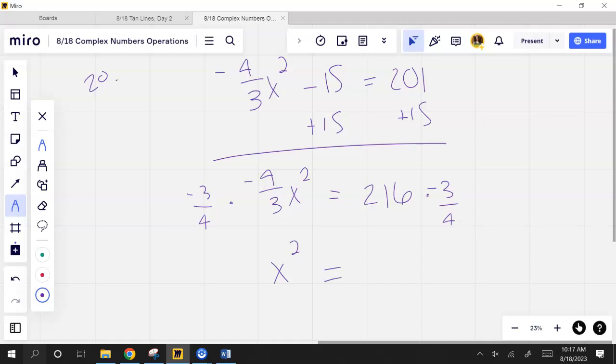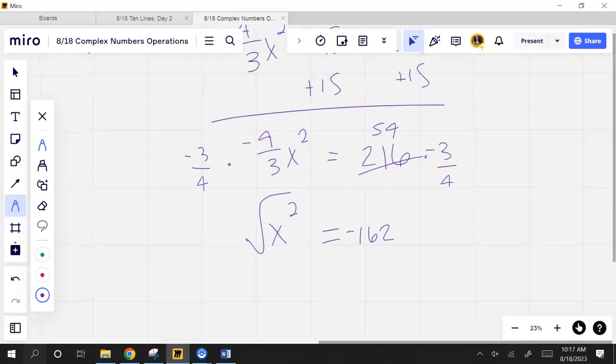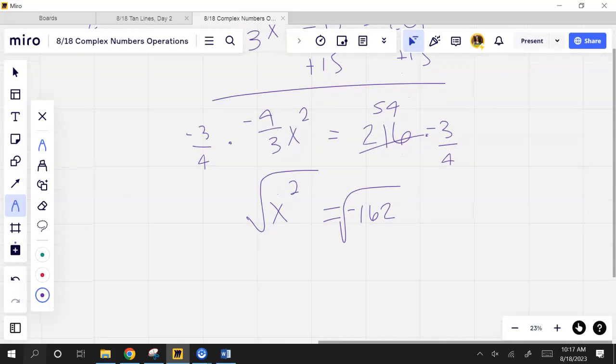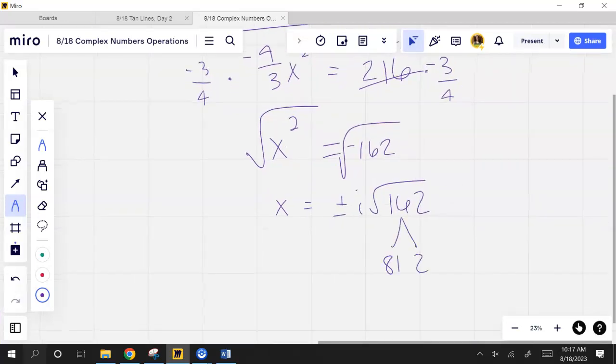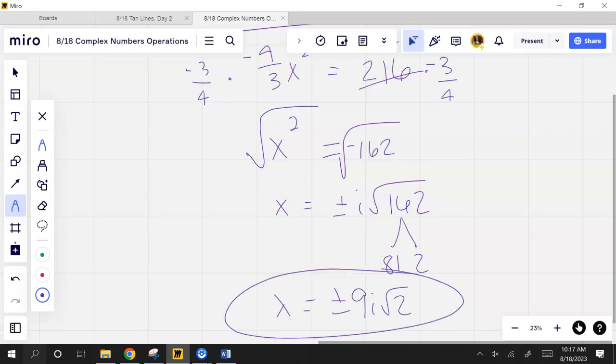I get x squared equals, let's see if I can do this in my head. 4 goes into 216, 54. 54 times 3 would be 162. Is that right? Negative. Now square root. I'm going to go ahead and do the i, and then we'll break it up. So you took out 81. 81 times what? 81 and 2. So I end up with plus or minus square root of 81, which is what? 9i root 2. There you go. Look at y'all go.